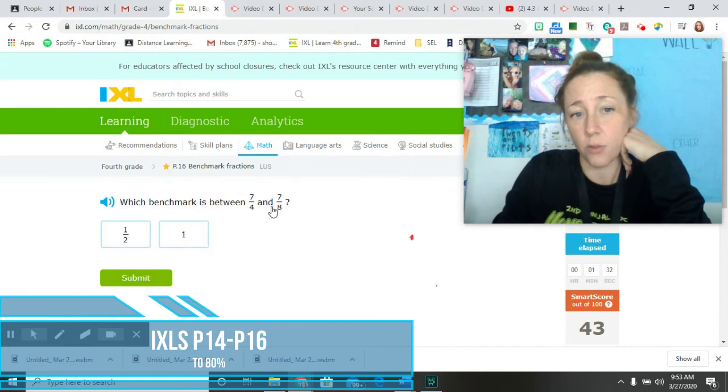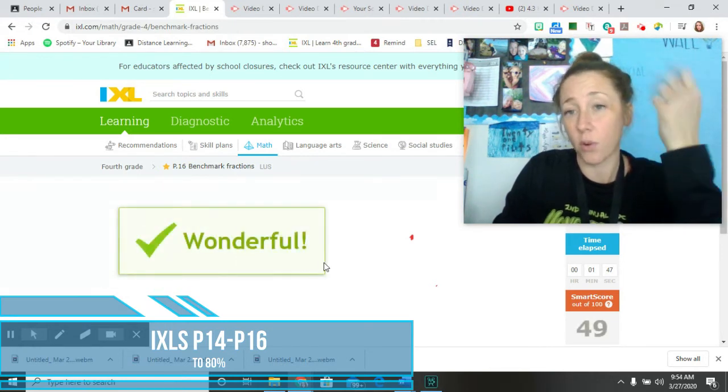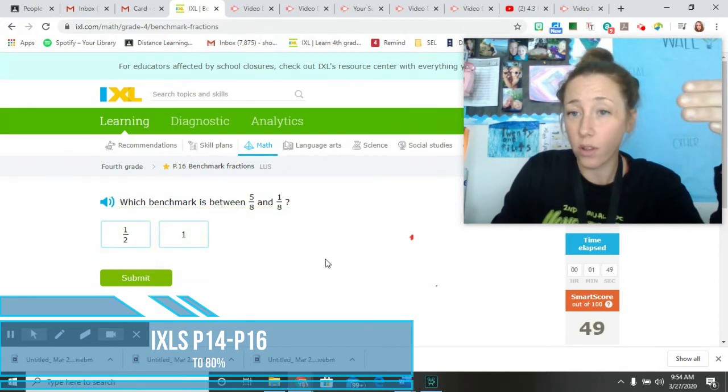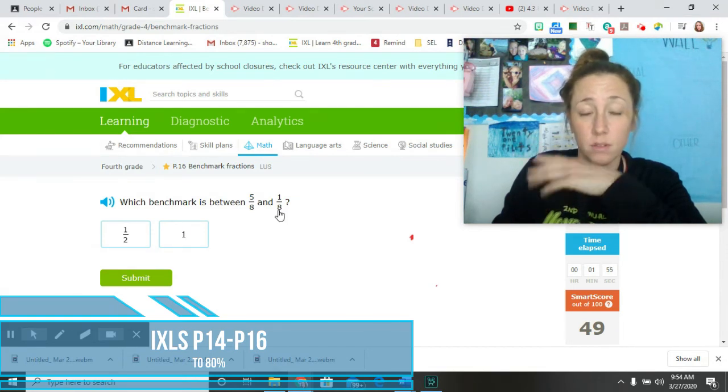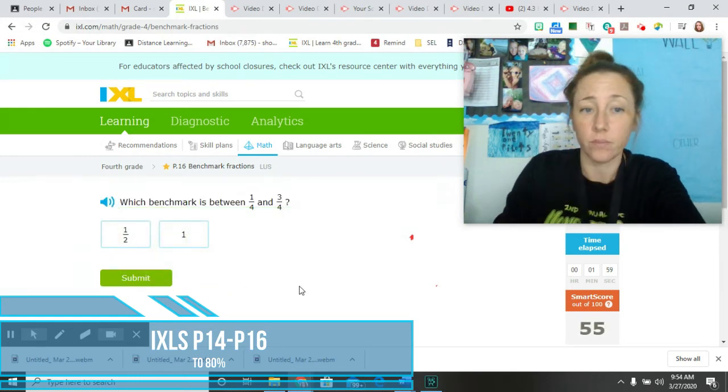What's between 7/4 and 7/8? 7/4, that is greater than 1 whole, right? 7/8 is less than 1 whole. But since they have a greater one and a less than one, you're going to think about, okay, is this number smaller than a whole, or is this number larger than a whole? Like this one, 5/8 is smaller than a whole, 1/8 is smaller than 1 whole, 1 whole would be 8/8. So the only thing going between there is 1/2. So that's that.